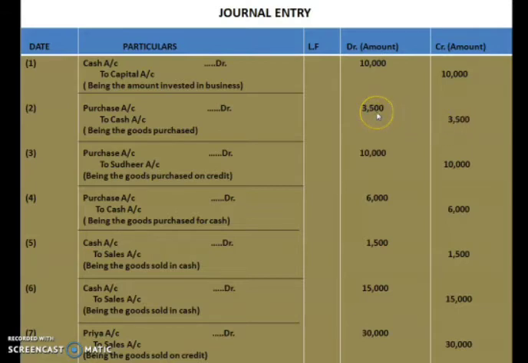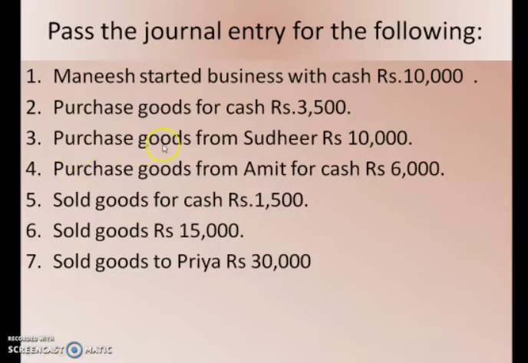Goods are coming into your business, and how much have you spent for that? 3,500. So on the credit side, that will be written over here. And the next item is the narration. Being the goods purchased. This is your summary of the transaction. Being the goods purchased. Now next transaction. Purchase goods from Sudhir rupees 10,000. Here you can see that here also some goods are purchased.